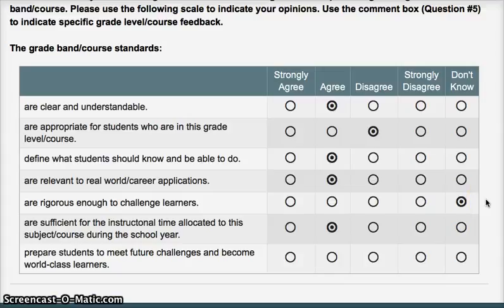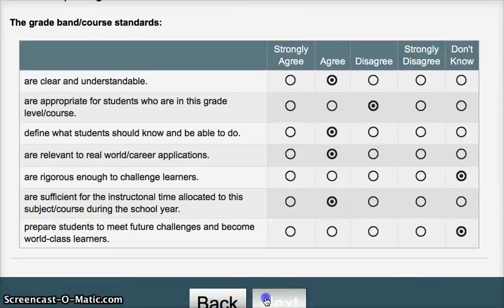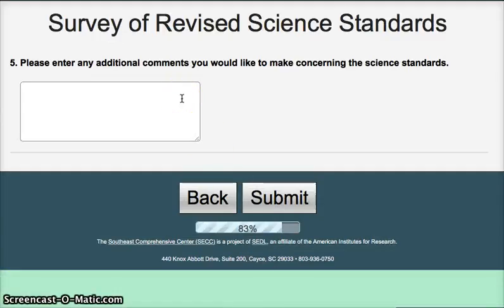Now, this is a big question, and are our science standards a minimum to help people move forward? That's great. This is the reason why this is being done, to update our science standards. You really don't know, or maybe you really do agree because you have some insight. Now, we will know in 5 or 10 years if that is the case, but right now I'm going to say I don't know. And then next, okay, please enter any comments you'd like to make.